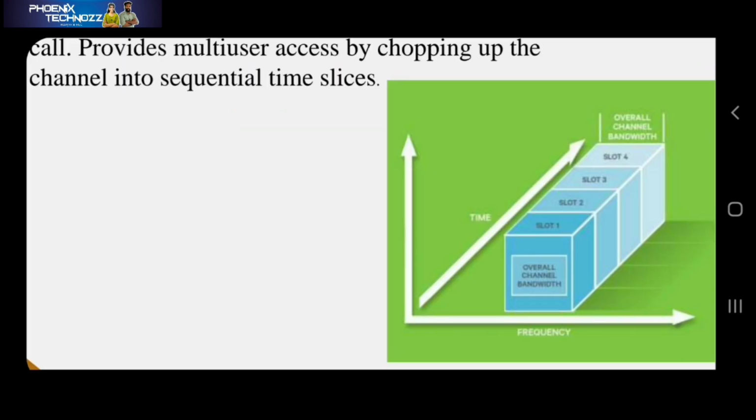Let's see how TDMA works. Let's see the figure. Here the x-axis shows frequency, and the time axis is divided into different slots, that is slot 1 to slot 4, and each slot is given to different users for accessing the system over the entire frequency spectrum. That is, the frequency allocated to different users in a TDMA system is the same, but the time slots are different for different users. In this way we can avoid multiple access interference.